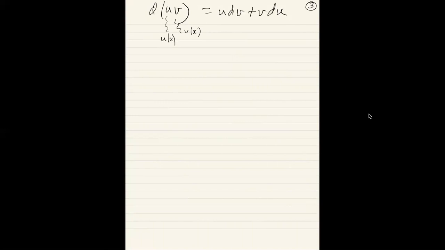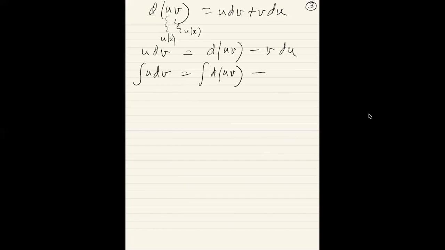This itself can be written as u dv is equal to d of uv minus v du, which leads to the relation integral of u dv is equal to integral of d(uv) minus integral of v du. But what is integral of d(uv)? That is simply uv, right? Like the first property of an integral. If we differentiate uv, then we will get d(uv), minus integral v du.